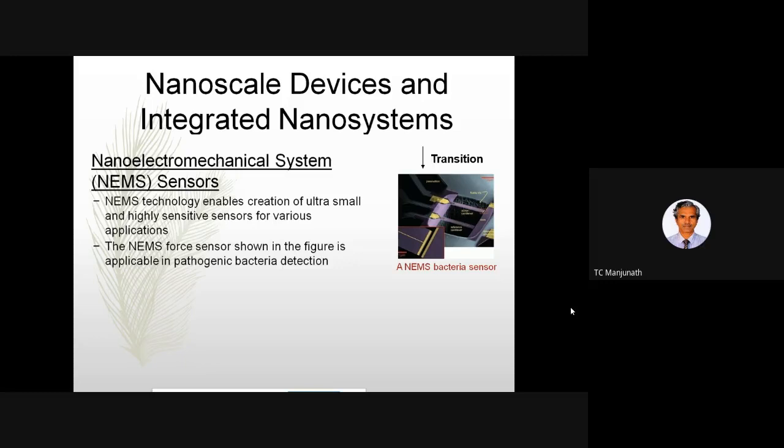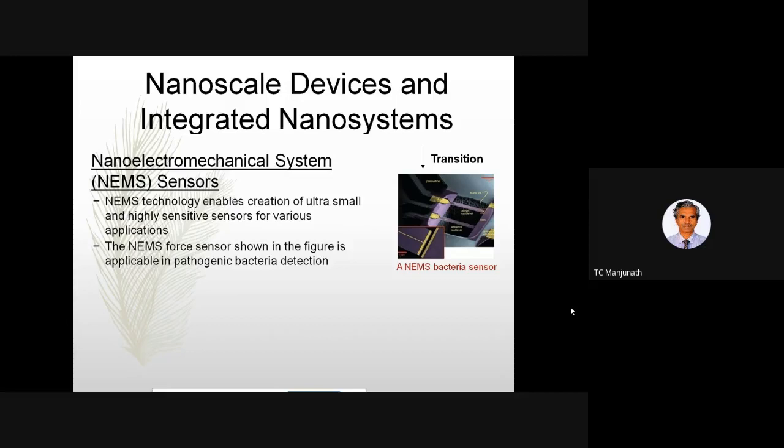So MEMS has gone, and now comes NEMS, the nanoelectronic mechanical system, because you are taking a particle up to the 10 to the power of minus 9 level. So this NEMS technology enables creation of ultra small and highly sensitive sensors for various applications. See, there are thousands and millions of sensors. For example, you can take a thermistor, or a thermometer, or a tachometer, or various types of sensors. LVDT is there, ultrasonic sensors are there. The same thing, they're discrete. It has to be made using carbon or made using silicon and germanium. So that is the sensor at the nano level.